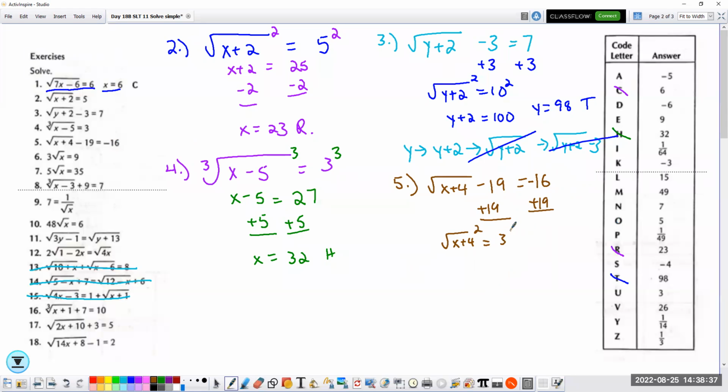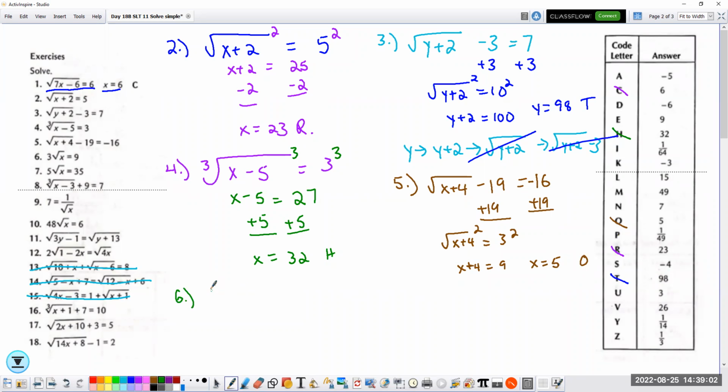So if we square both sides, we get x plus 4 equals 9. Subtract 4 from both sides, we get x equals 5, and that is letter O. I said, uh-oh, and it was O. That's kind of funny.